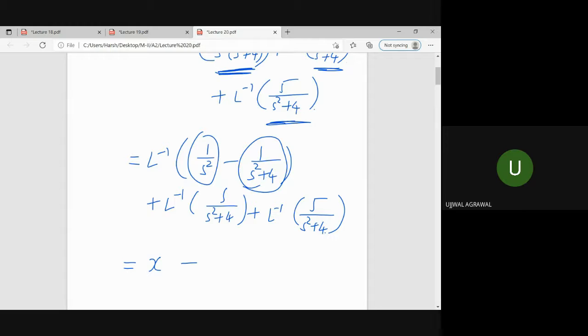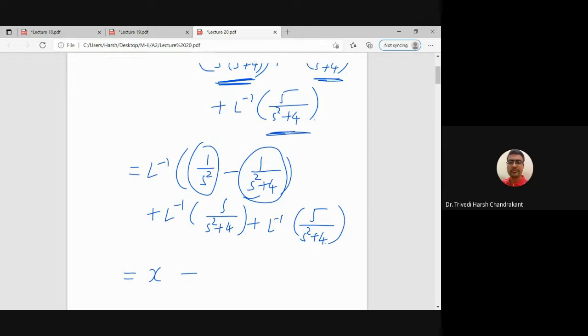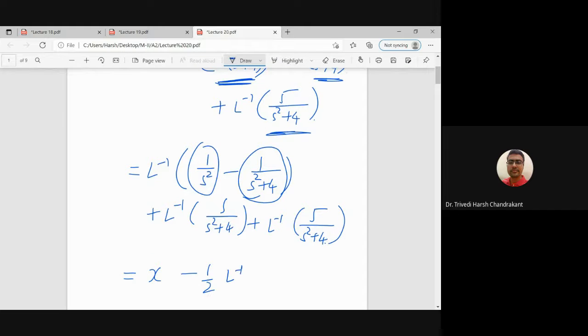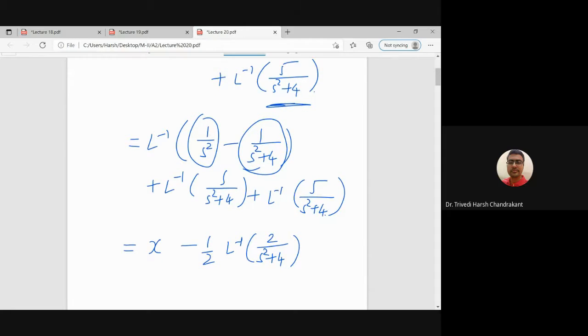So that's fine. If we multiply by 2, correct, you are right. So the main step is we need to multiply and divide by 2. That means it will be half times Laplace inverse of 2 divided by s square plus 4. Correct.